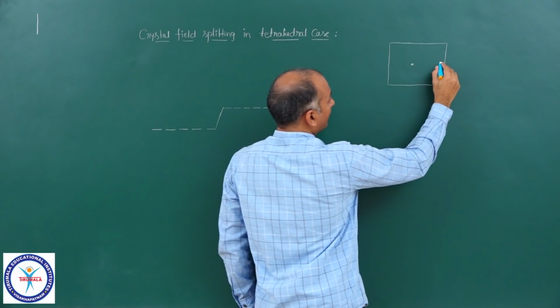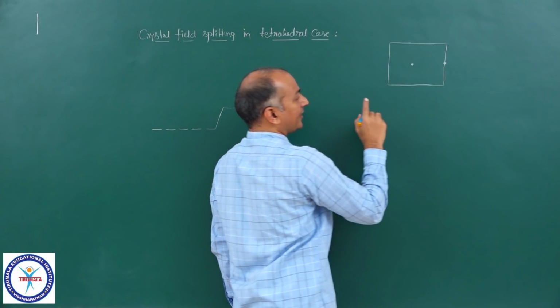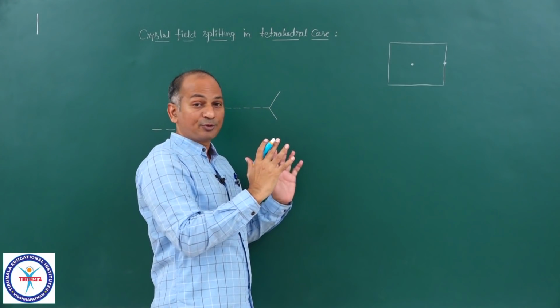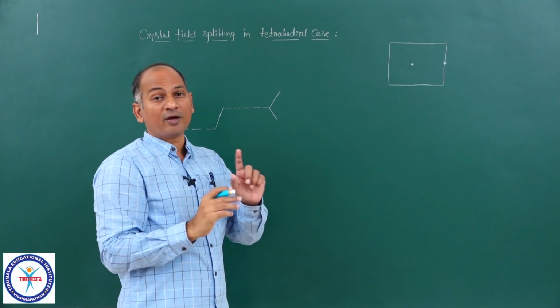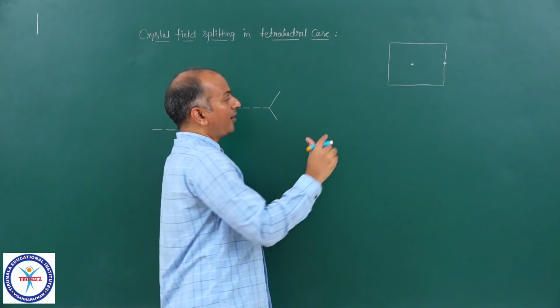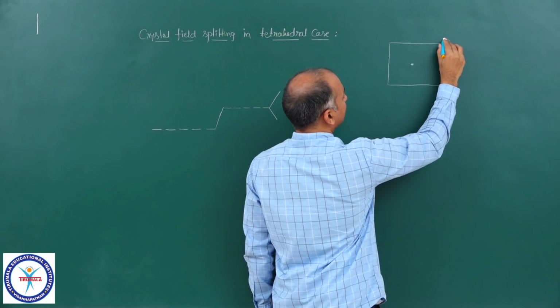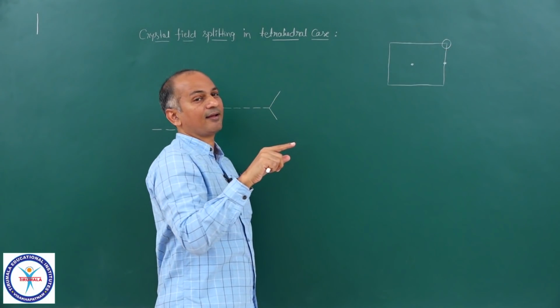And the lobe of dxy is pointed towards the edge center, and that will be the edge for a cube. I am showing you only one face, one of the 6 faces of the cube. Now the ligand is approaching from this direction. The circle stands for ligand.